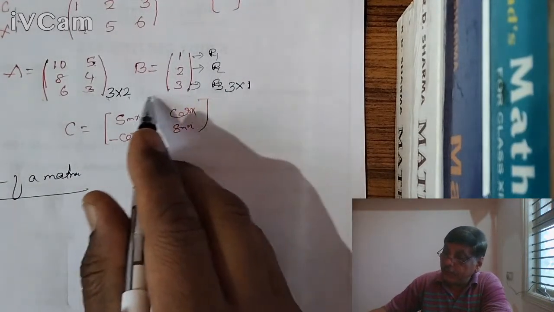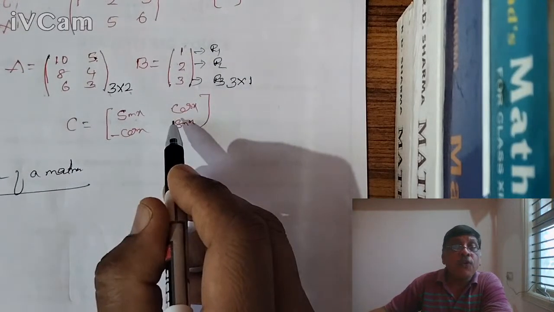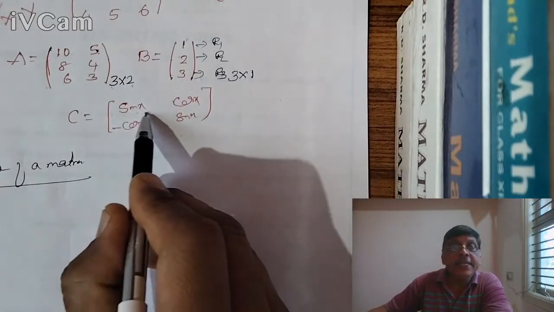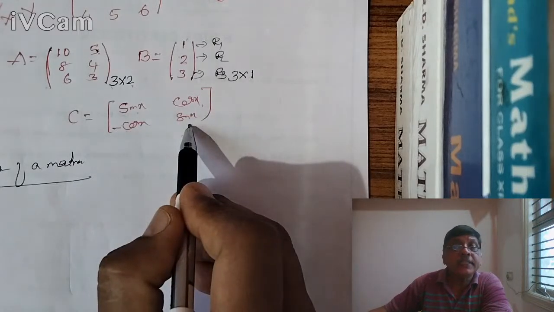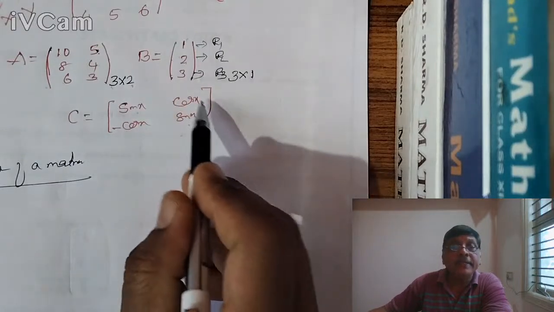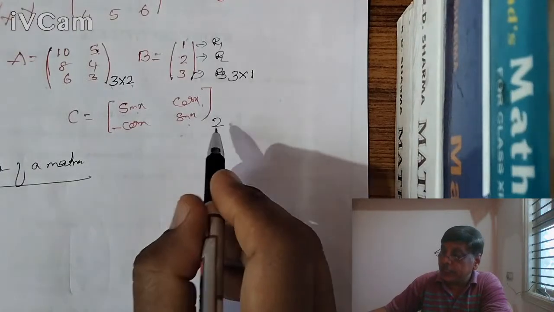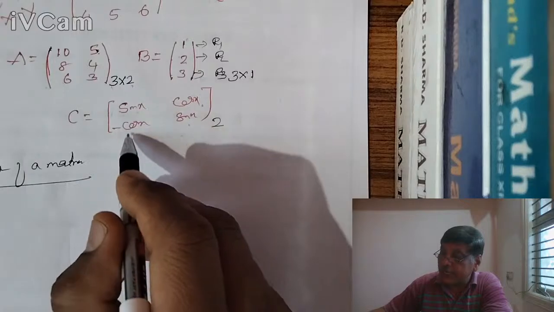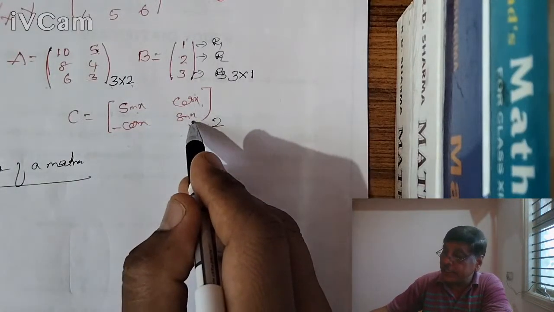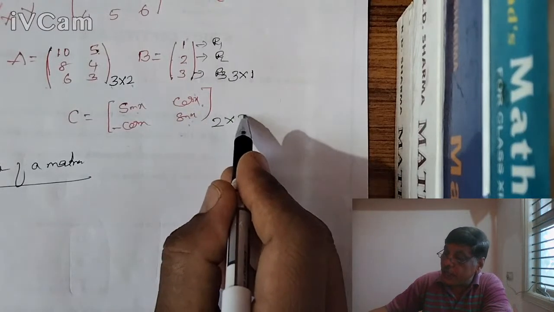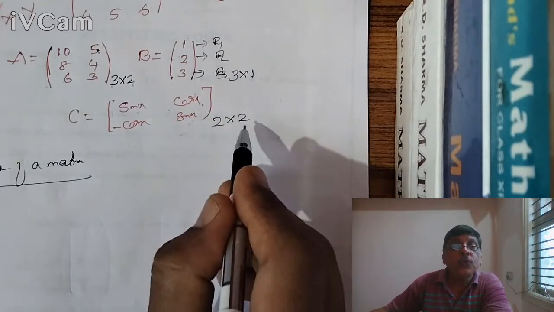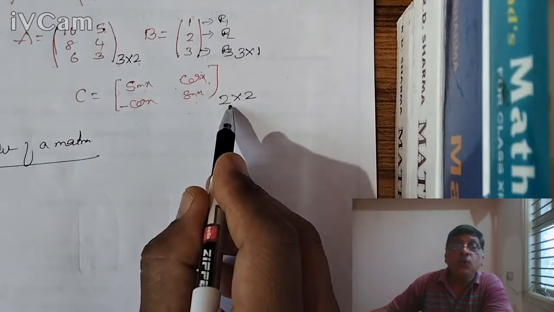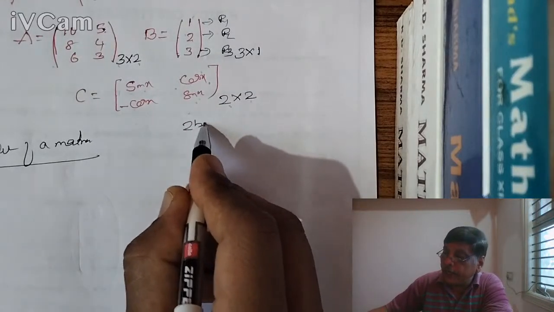Next, when we come to example C, first we have to count the number of rows present in the matrix. Here sin x, cos x is one row, minus cos x, sin x is the second row. So in this matrix we have 2 rows. The first number always indicates the number of rows. Next, we have to count the number of columns. Sin x, minus cos x is column 1. Cos x, sin x is the second column. That is, there are 2 columns. So in this matrix we have 2 rows and 2 columns. So we say that the order of the matrix C is 2 into 2. We read it as 2 by 2.